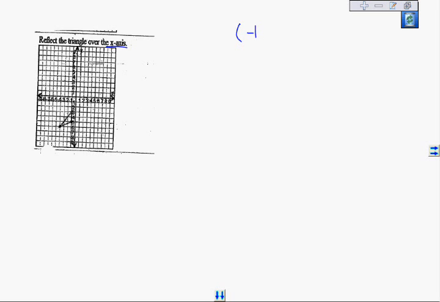You are left 1, down 3. You are left 1, down 5. Left 4, down 6. Now we change the y's because we're flipping over the x. We're going like this. Change the y's to the opposite number. Same distance from 0, so it's basically in the same spot, just on the opposite side. Same distance, opposite side.